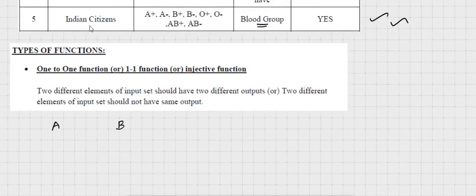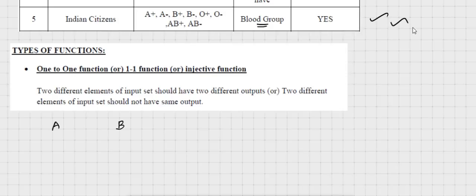That means, we saw the example, right? See this example. This is an example of a function, with Indian citizens as the input set and the blood group as the output set. Is this example a one-to-one function? Just check it out. What is the condition for the one-to-one function?